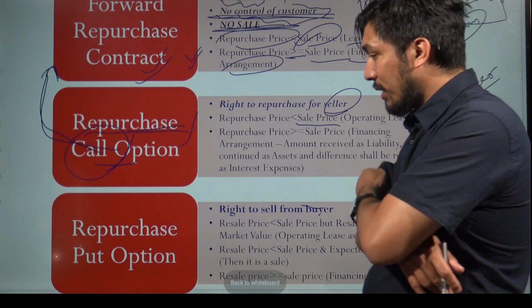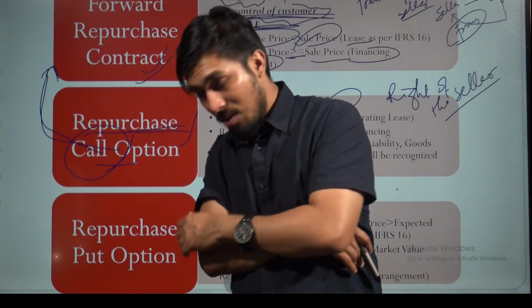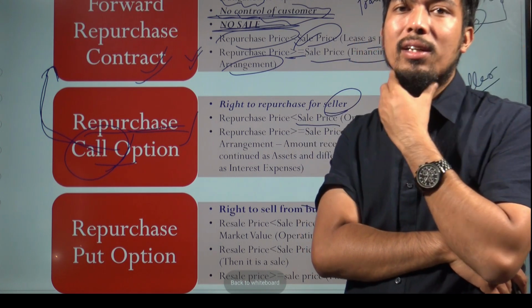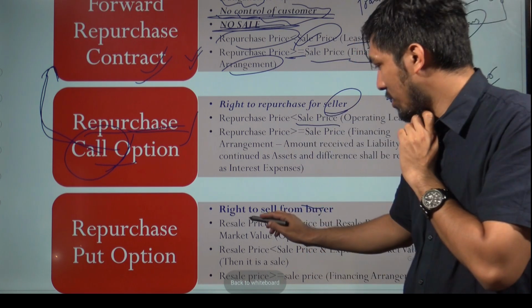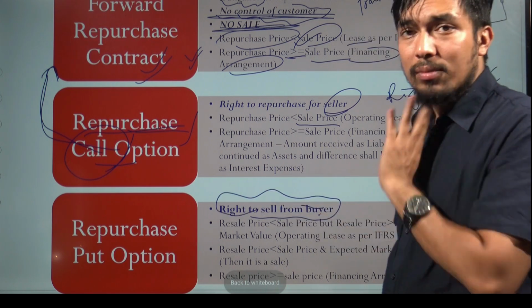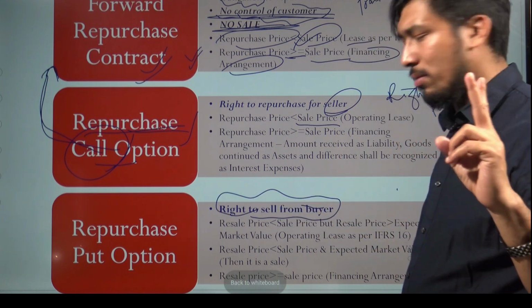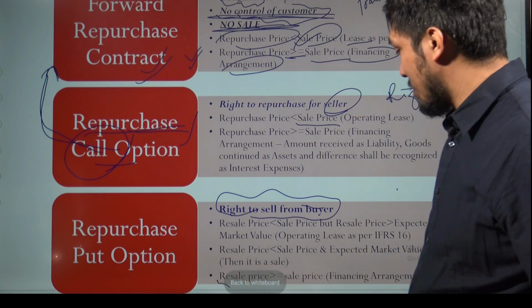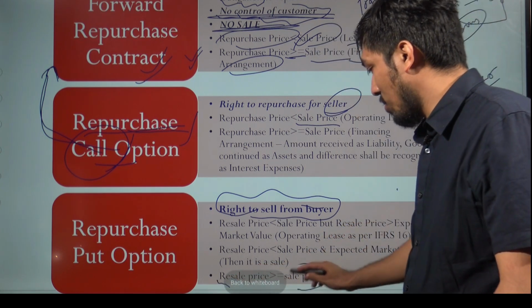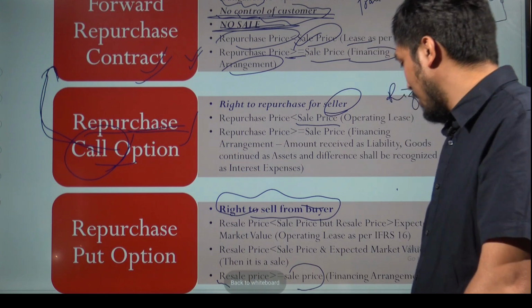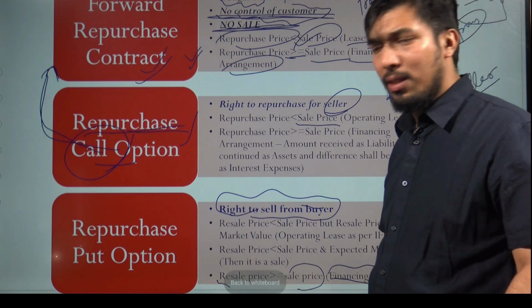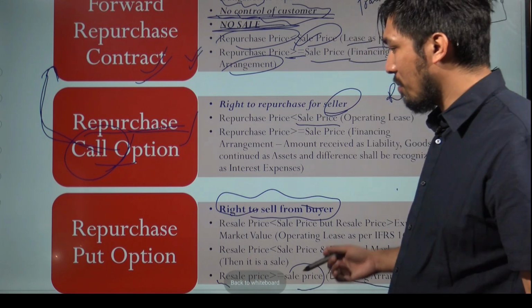And in the third scenario, that is the repurchase put option. That put option is the right that lies with the buyer, not with the seller. Right to sell from the buyer. Then there might be two possibilities. One is that the repurchase price is higher than or equal to the original selling price. Then it will be considered as a financing arrangement, because there will be certainty of the buyer exercising the option.